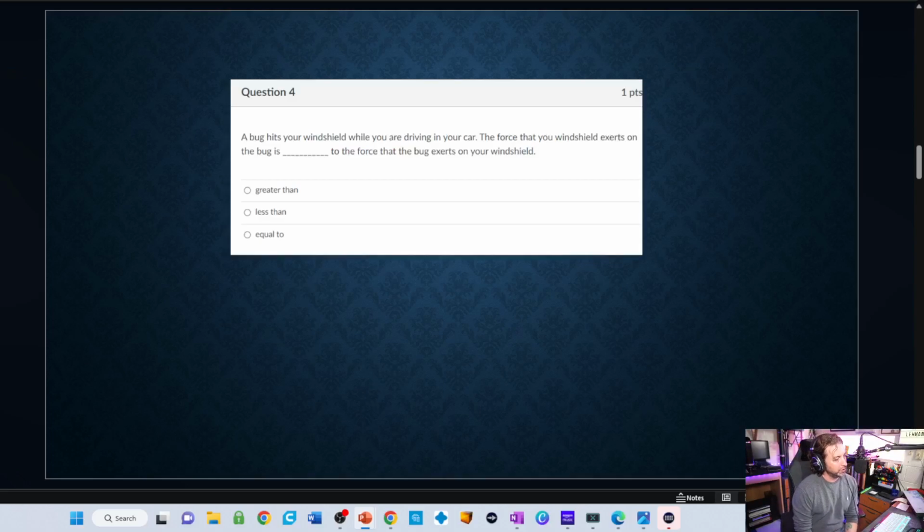All right, so question number 4. A bug hits your windshield while you're driving in your car. The force that your windshield exerts on the bug is blank to the force that the bug exerts on your windshield.